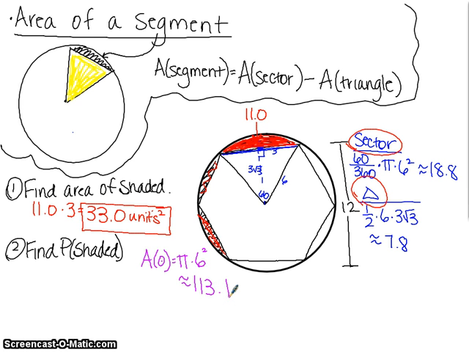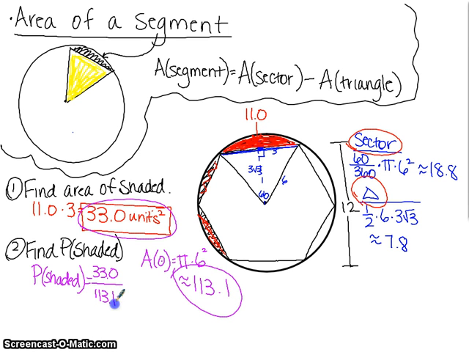Okay, so the probability of the shaded region, you take the area of the shaded region, which was about 33, divided by the area of the entire figure, which in this case was a circle again. So 33 divided by 113.1, we get about 0.29 for that answer. All right.